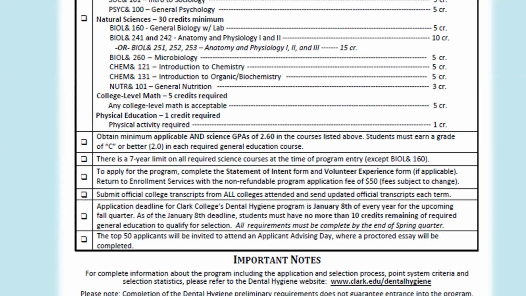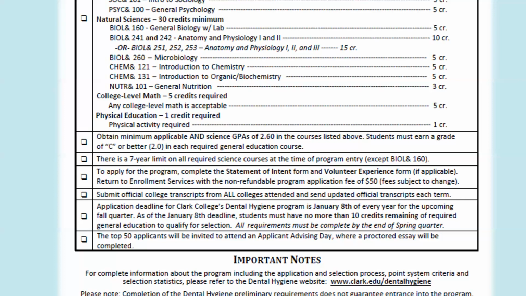Additionally, there is a 7-year limit on all required science courses at the time of program entry. This does exclude Biology 160 and is specific only to the other sciences. This does not extend to the non-science coursework required.